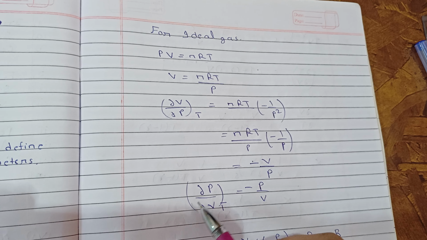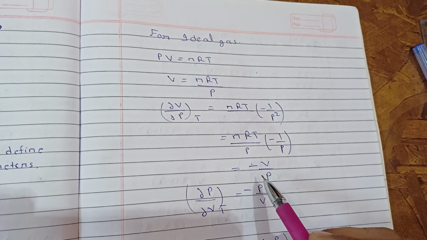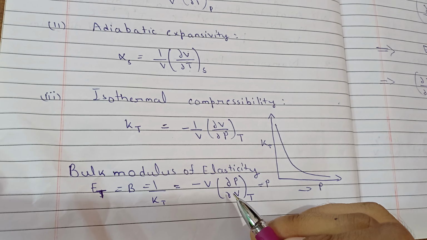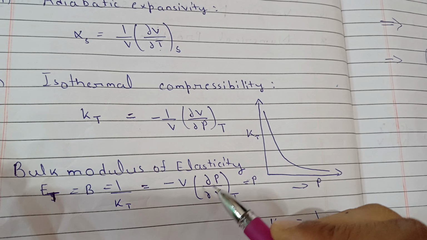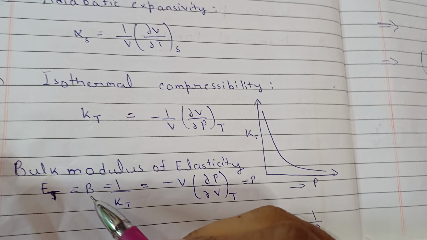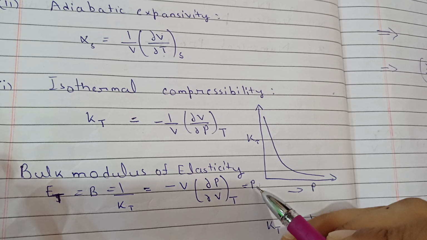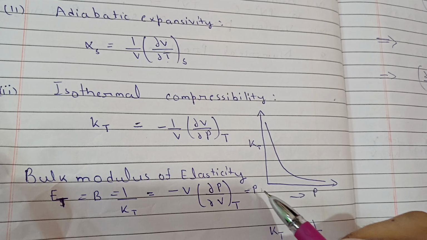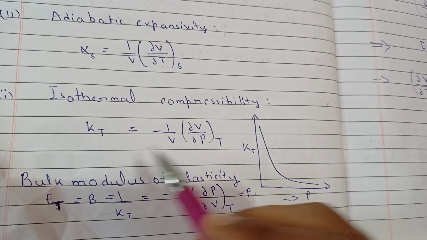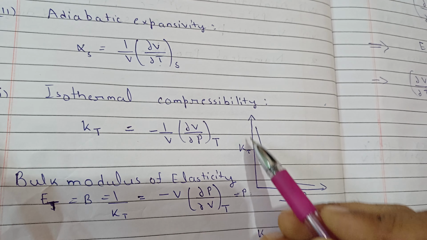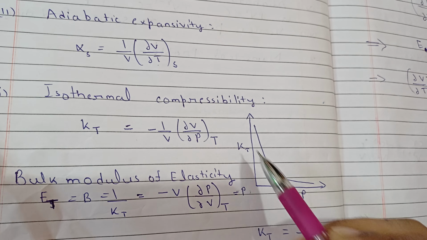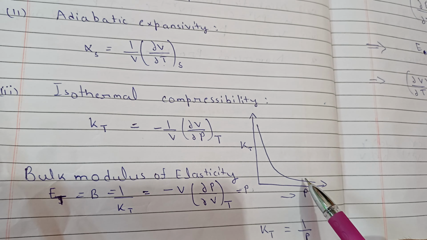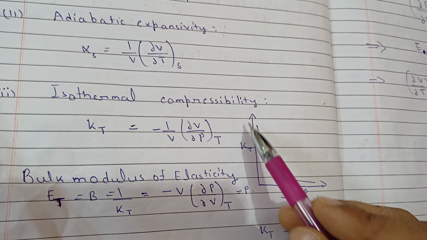So del P by del V will become minus P upon V. So in place of del P by del V, just write minus P upon V. So V will cancel out and minus will become plus. So this bulk modulus will become P. So for the ideal gas, the bulk modulus came out to be P, and KT is 1 upon B, so KT will be 1 upon P. So for ideal gas, KT will vary like this with P. This is the isothermal compressibility and it will become like this.